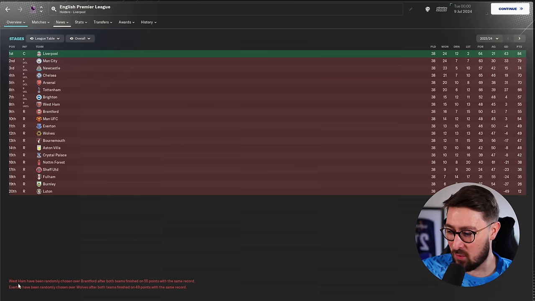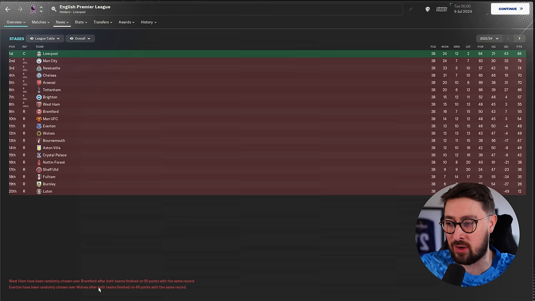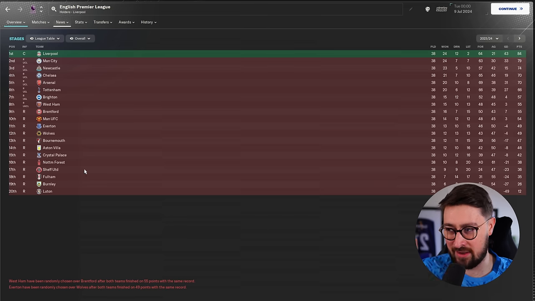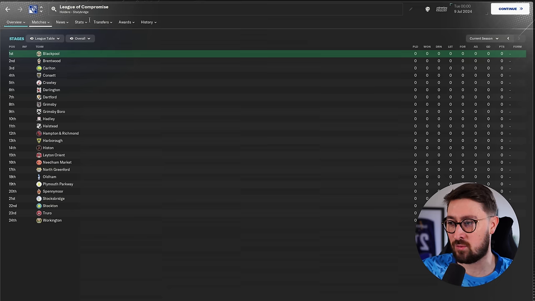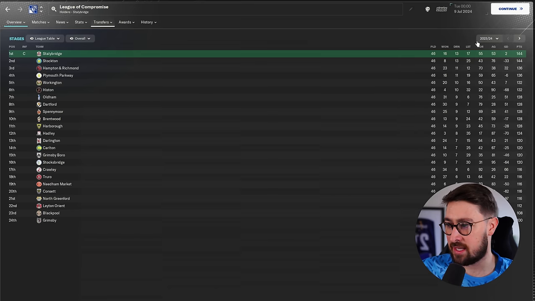We've also had West Ham randomly chosen over Brentford after both teams finished on the same record, and Everton randomly chosen over Wolves after both teams finished on the same record. So we've already got madness going on that actually could happen in real life, which is just great stuff. If we then scroll down into tier two, we've got the different leagues to see how they went last year. And teams like Stalybridge won the League of Compromise.